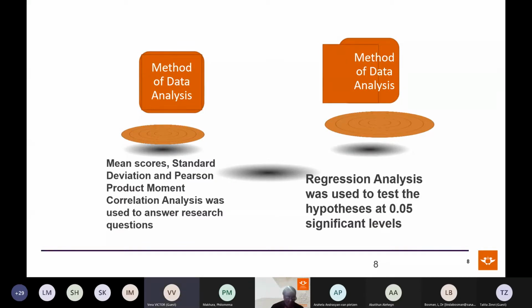In order to analyze the data, we used mean scores, standard deviation, and Pearson product moment correlation analysis to answer the research questions we have raised. Then we used regression analysis to test our hypothesis at 0.05 significance level.